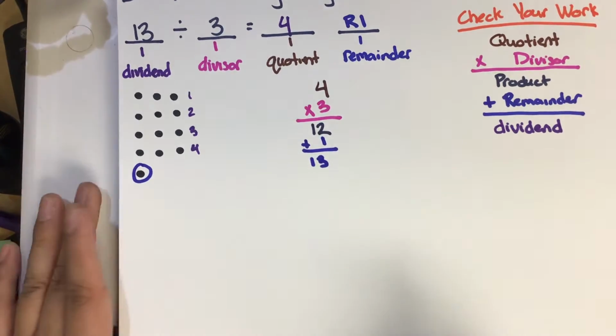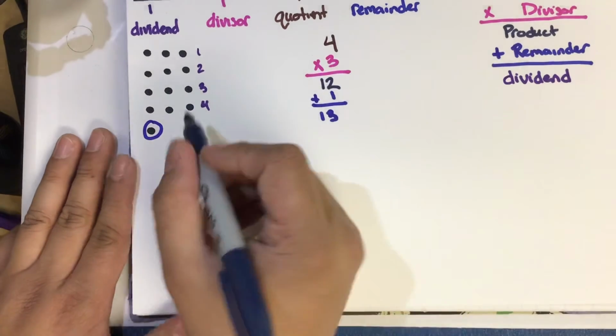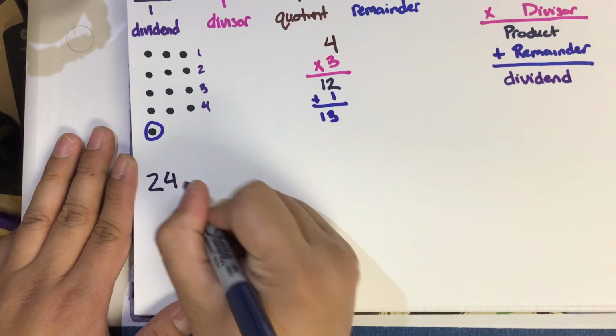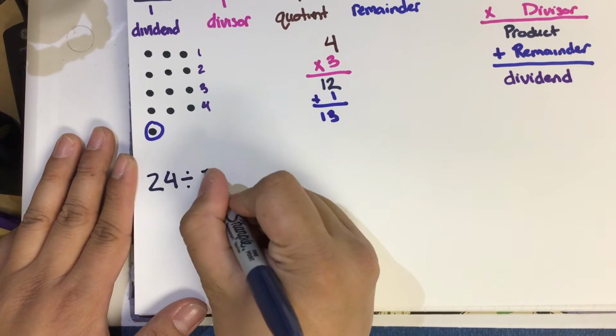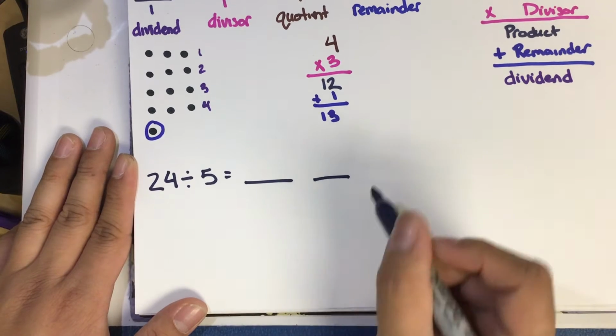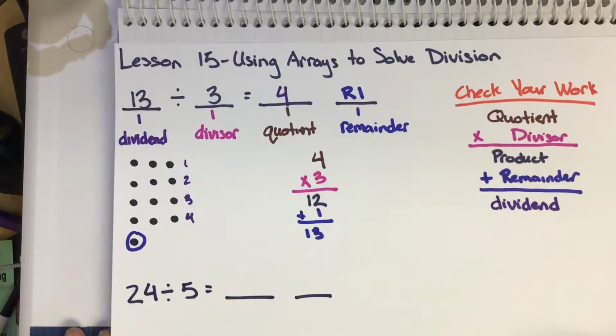And then once you've done all that, you can press play to see if your answer is correct, okay? So we're going to look at this division equation. We're going to look at 24 divided by 5. And let's see what our answer will be, okay? So this is the time to pause your video. Try to solve this on your own using the example that I gave you.